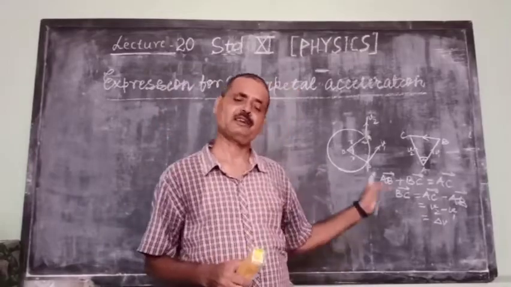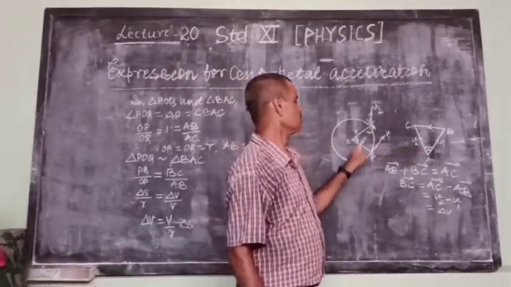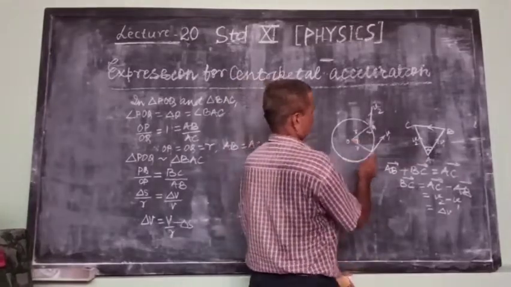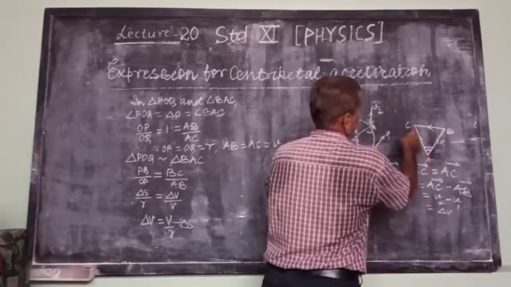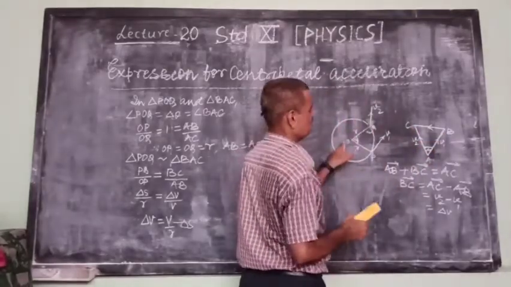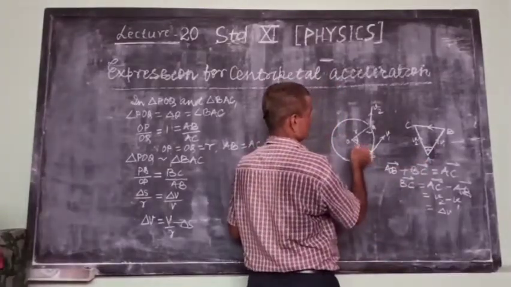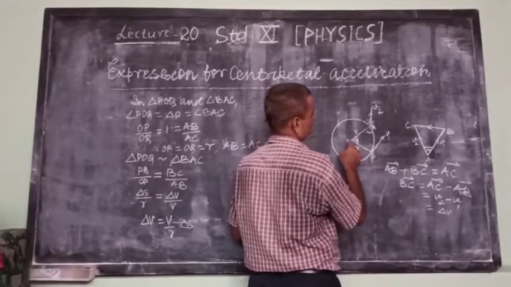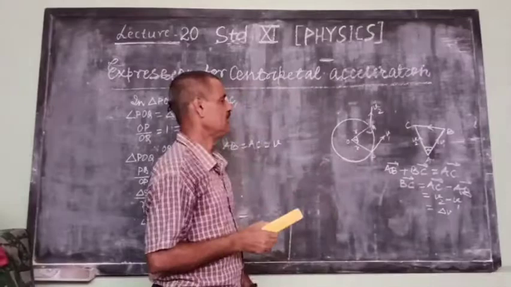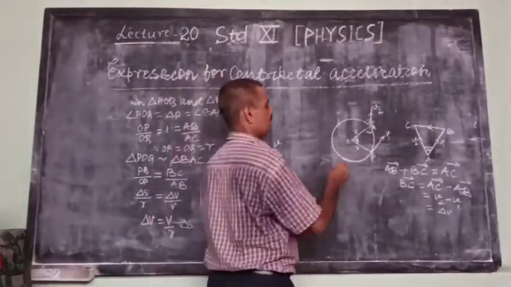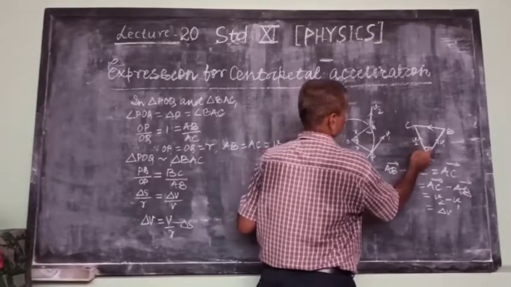Now we will calculate in the given 2 triangles. We have to watch these 2 triangles. Here is your triangle POQ and this is your BAC. You always keep in mind this point O acts as A. In these 2 triangles POQ and BAC, these 2 triangles will be similar. Why? Because these two sides are the same and this angle is the same.